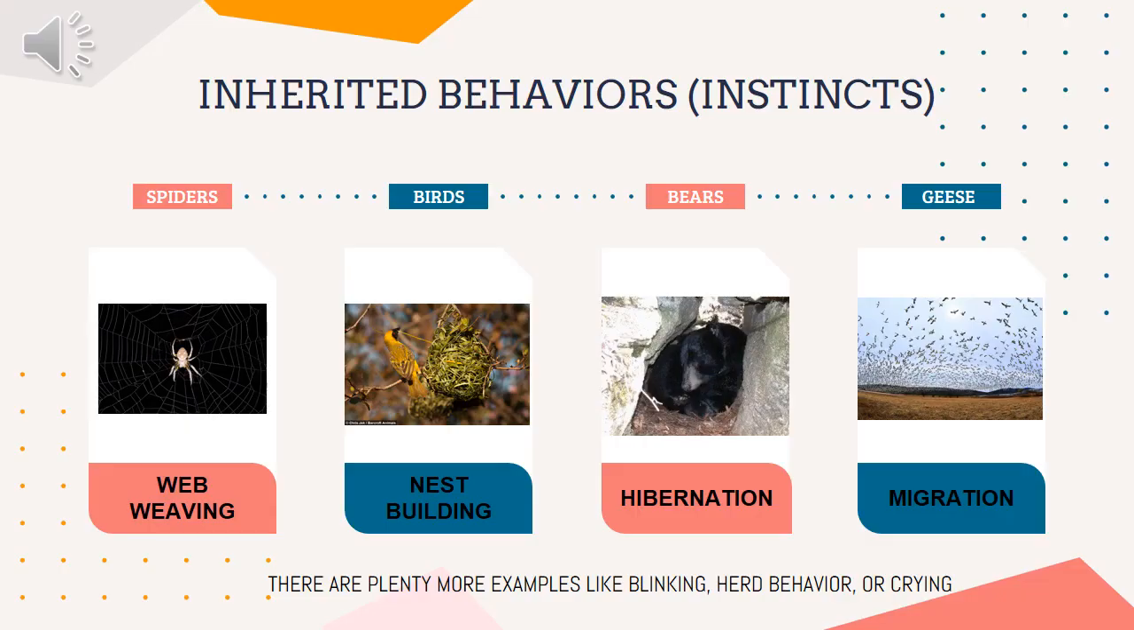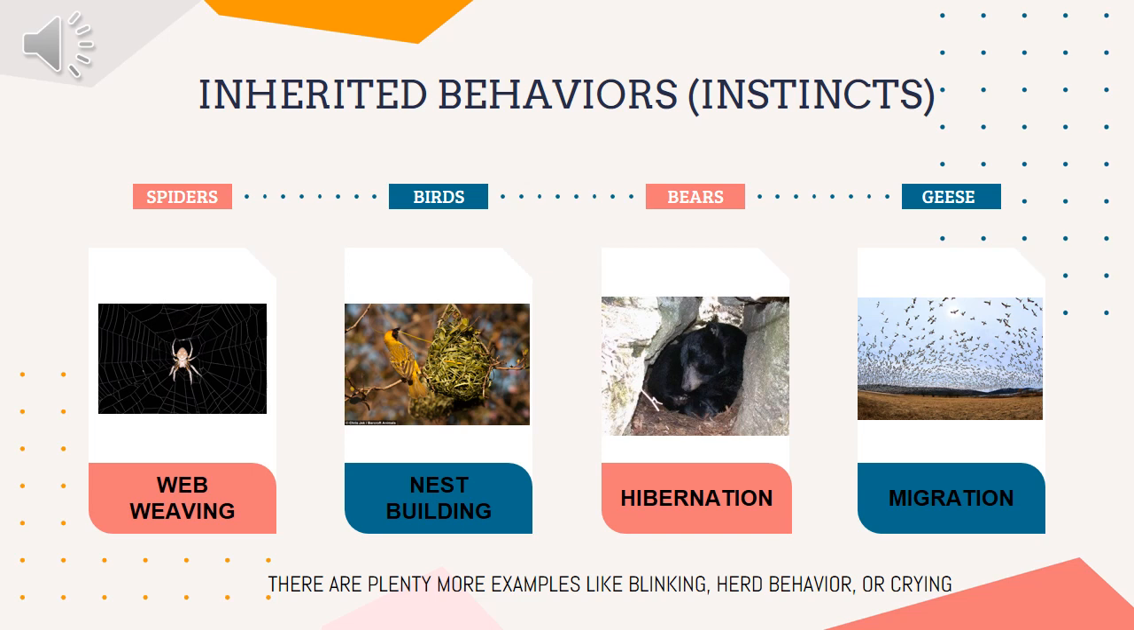So here's some other common examples of those instincts or inherited behaviors. So spiders, the web weaving that spiders do, again, that's not something that they're taught. That's something that spiders know how to do. Nest building for birds. Hibernation is common in animals, and so like they'll have the bear there that would hibernate whenever it gets cold.